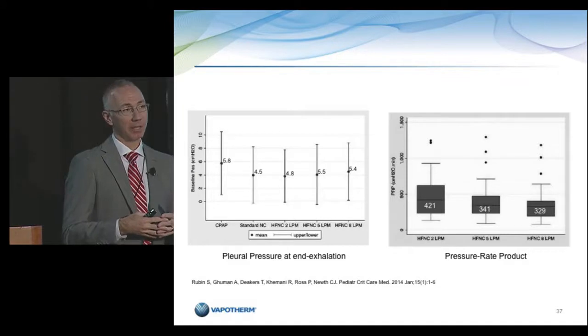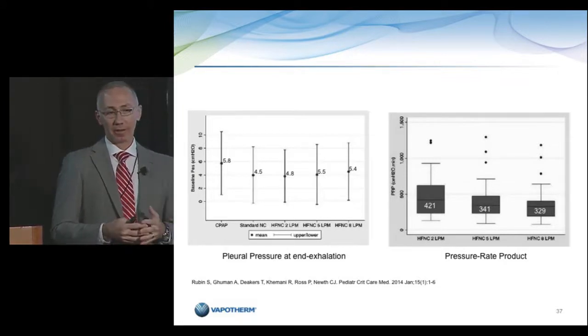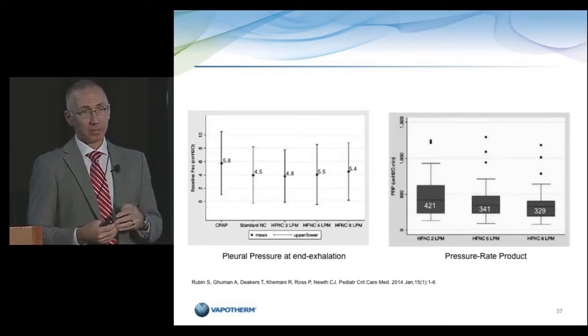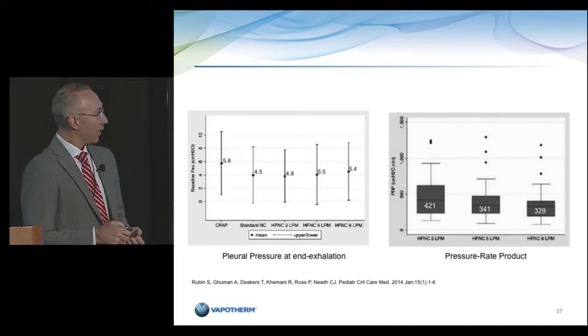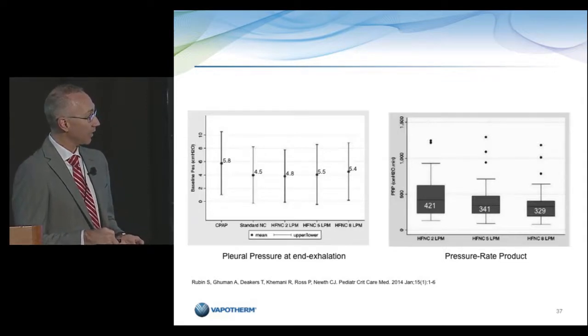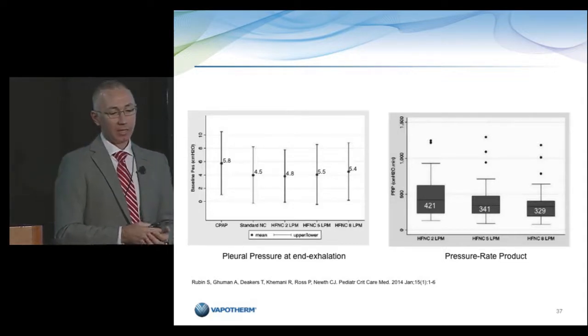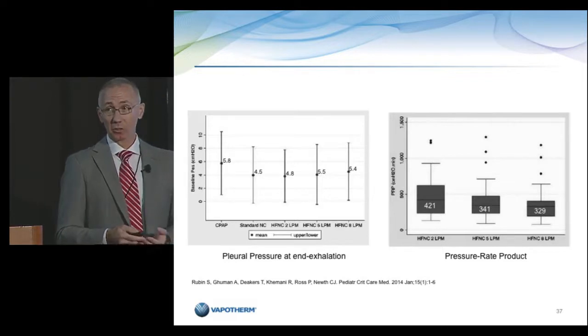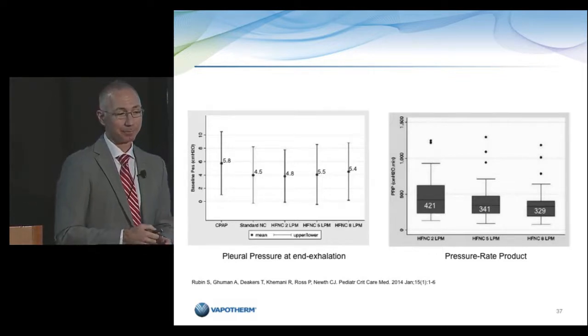And by multiplying the two, they create a composite variable where the lower the number, the more comfortable the patient is. So with 2 liters of nasal cannula versus 5 liters of high flow nasal cannula versus 8 liters, there is a steady decline in the pressure rate product, showing these patients were actually responding and getting better.